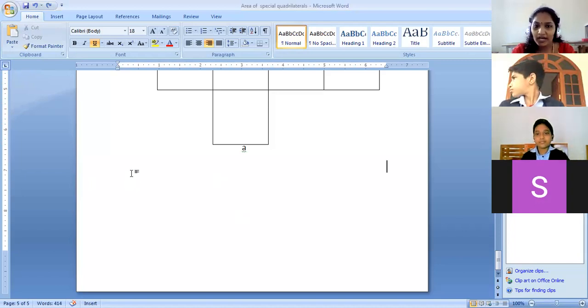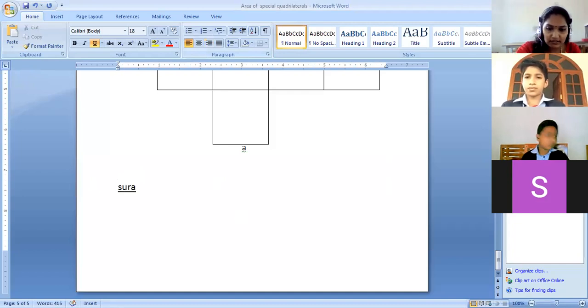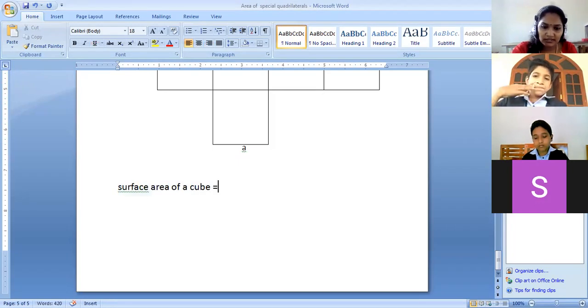Okay, in a cube, how many squares are there? A cube has 6 faces, so all the 6 faces are squares. So the surface area of a cube will be, what is it? If the side of a square is A, the surface area of the cube is equal to what?